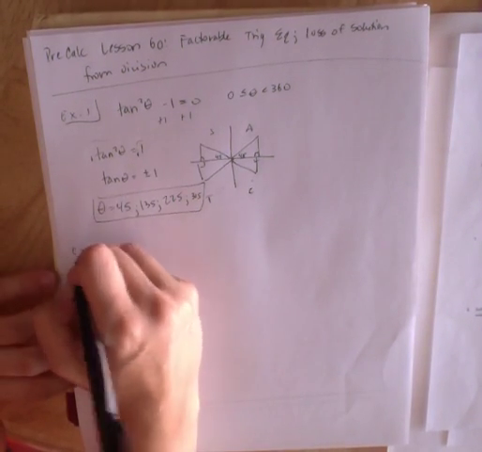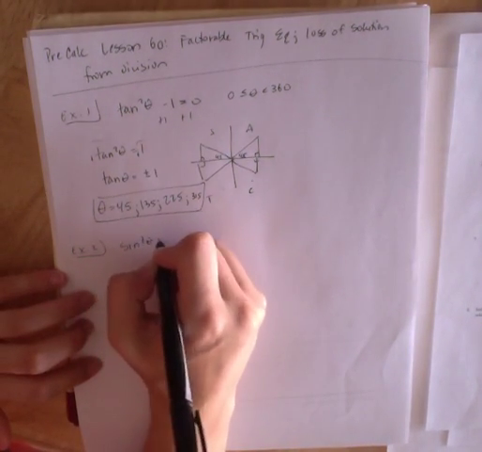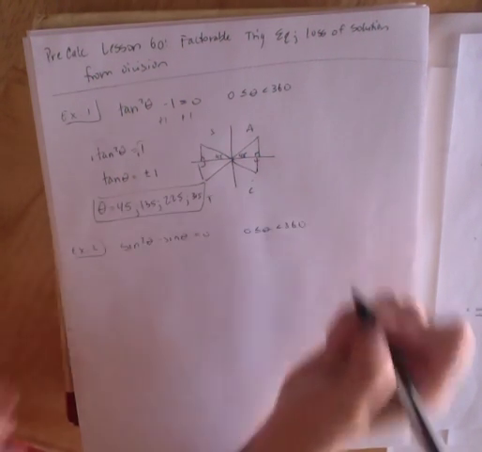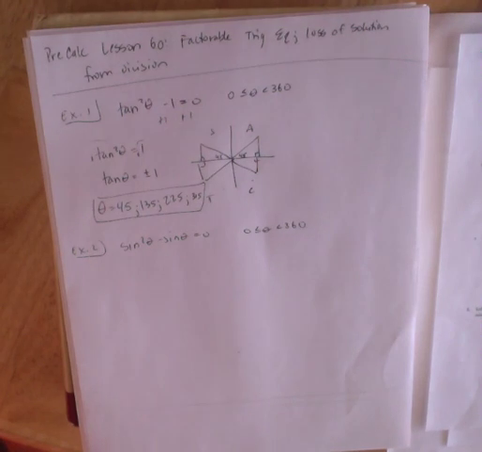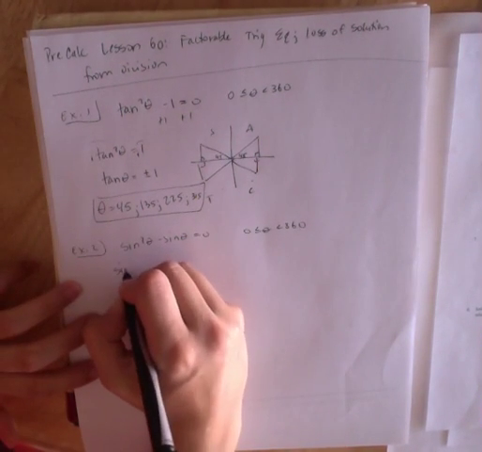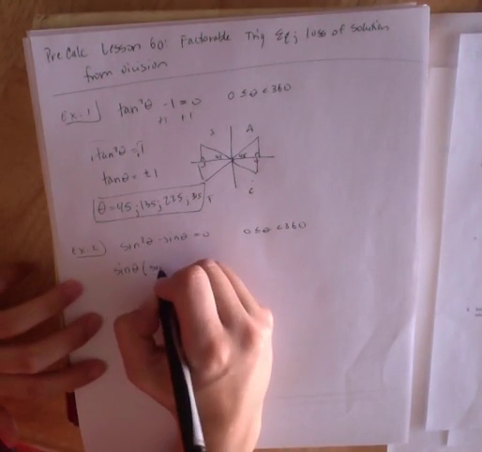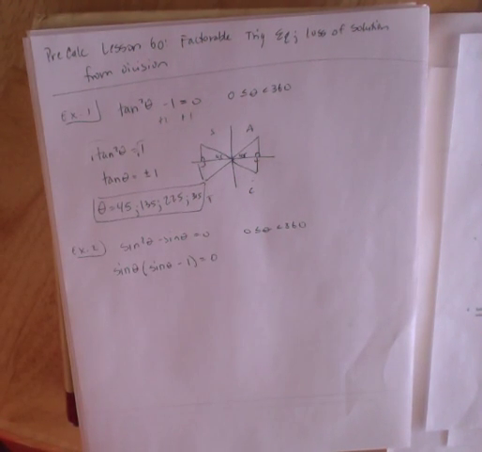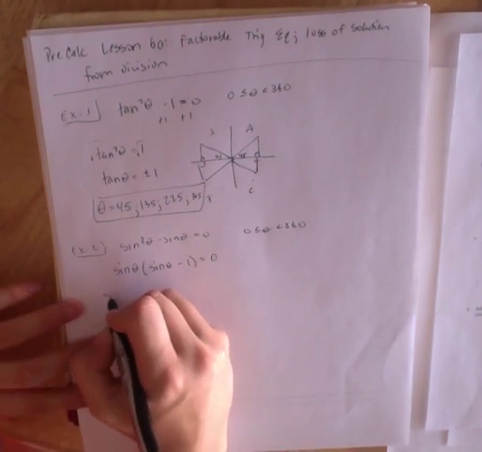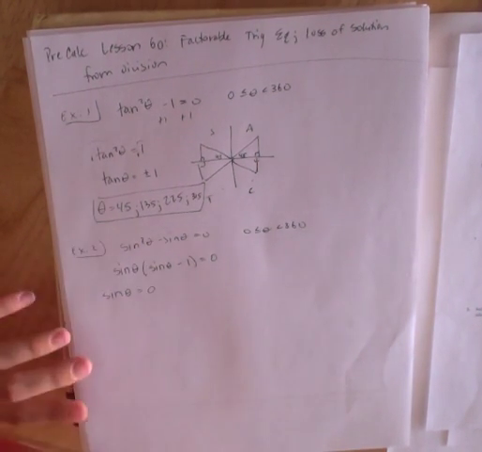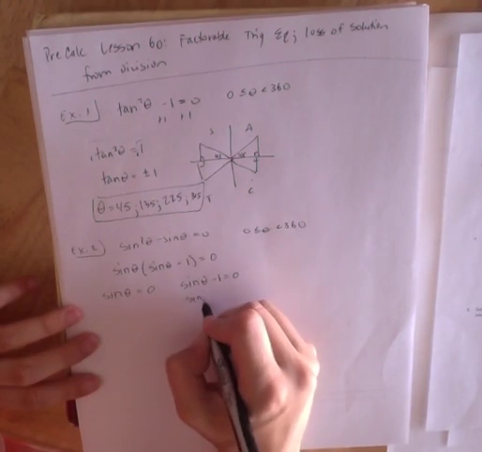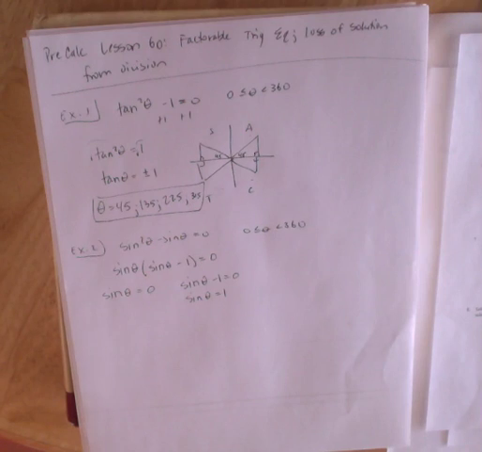Let's look at this example. Same parameters. So sine squared of theta minus sine of theta equals 0. So here I'm going to factor out a sine of theta, leaving me with sine of theta minus 1 equals 0. Now we know that if you have two things that are multiplied to give us 0, either of them can be 0. So we get the sine of theta is 0, or the sine of theta minus 1 is 0, giving me that the sine of theta is 1.